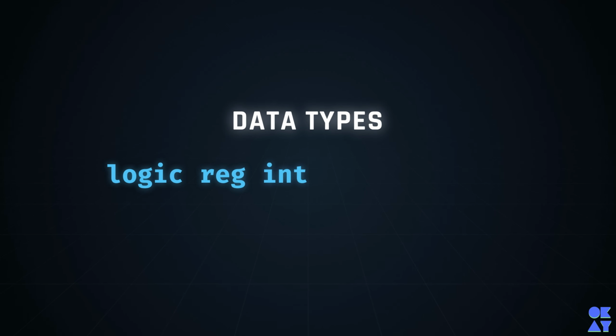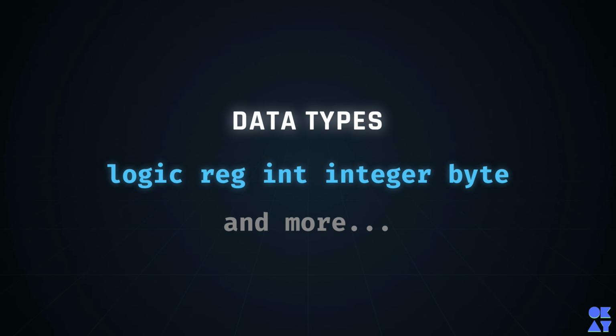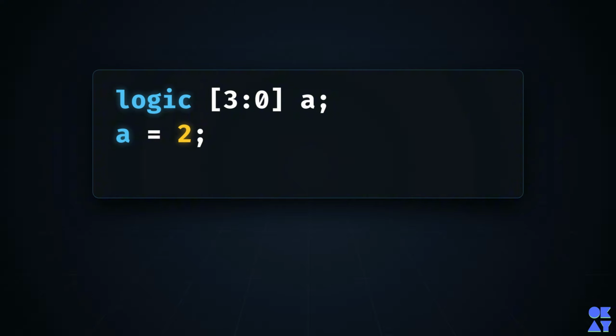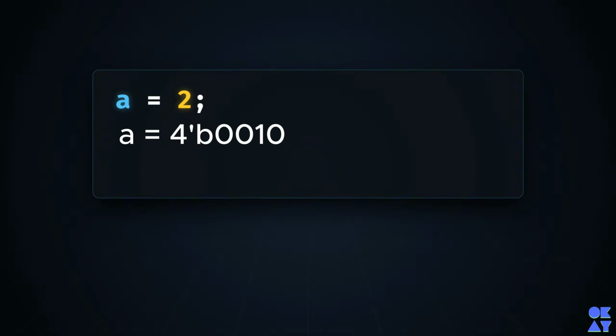Till now, we have seen examples of operators mostly using binary values. But in SystemVerilog and Verilog, operators can also work with different data types like logic, reg, int, integer, byte, and more. And instead of always assigning binary numbers, we can also assign normal decimal numbers directly. Example, logic [3:0] A, A equals 2. Here we assigned decimal 2. Internally, since A is 4 bits wide, the value becomes 0010. So A equals 2, and A equals 4'b0010, both are the same.